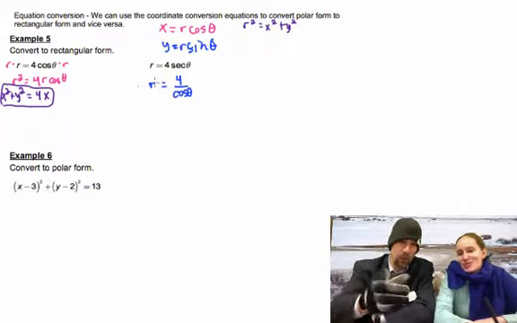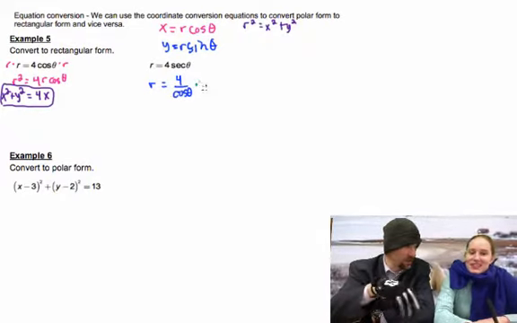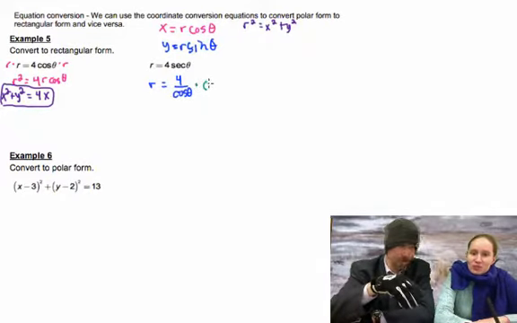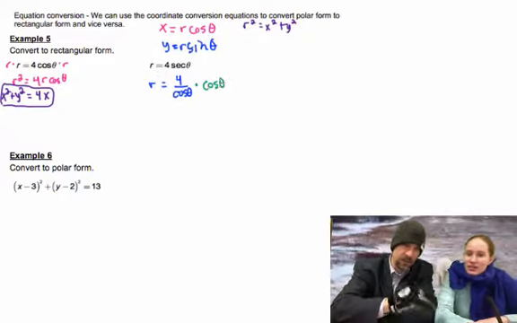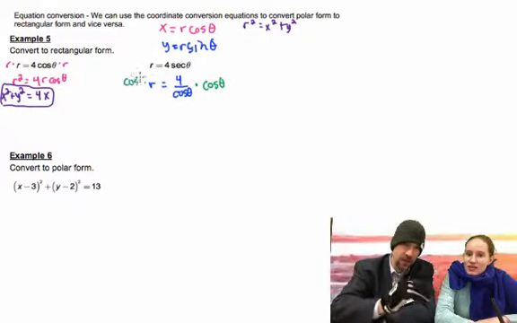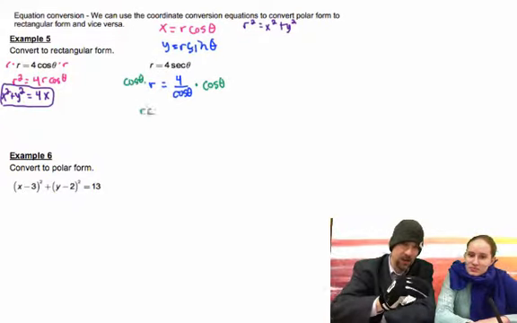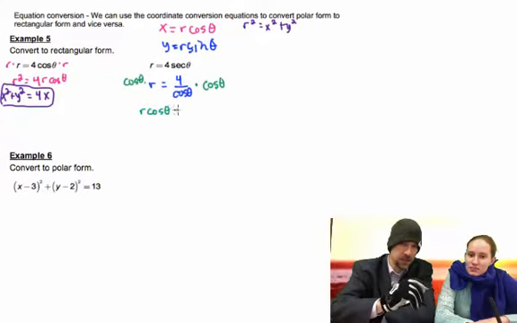Okay. So whatever you do to one side, if you do it to the other, it's totes legal. Yeah. So we could multiply both sides by cosine theta, and then what happens?